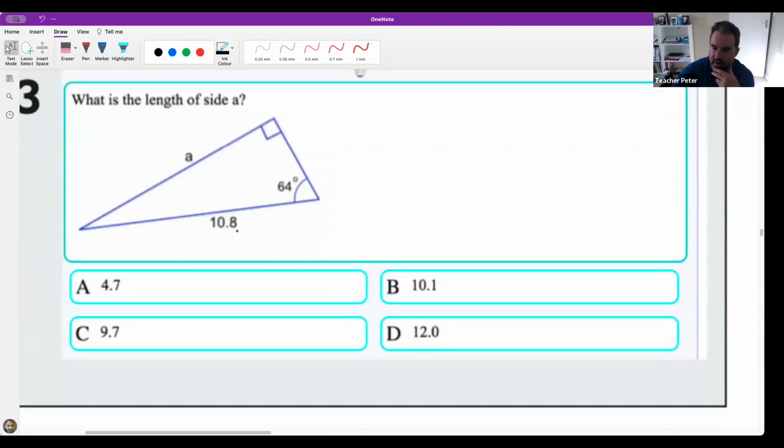Okay, let's do another one. Find me the length of side A here to help me choose here.